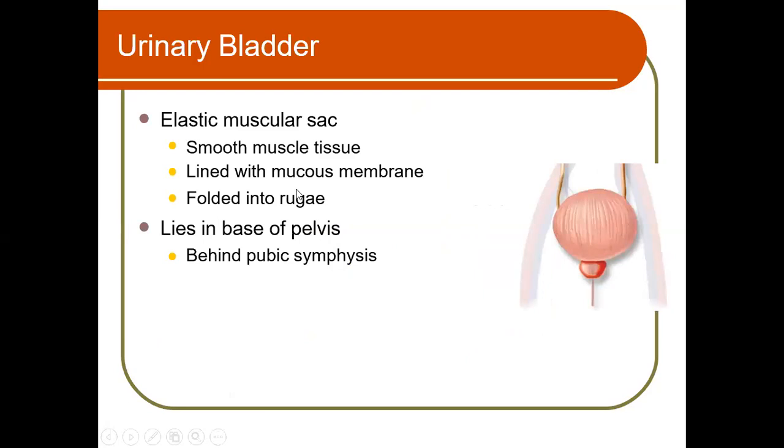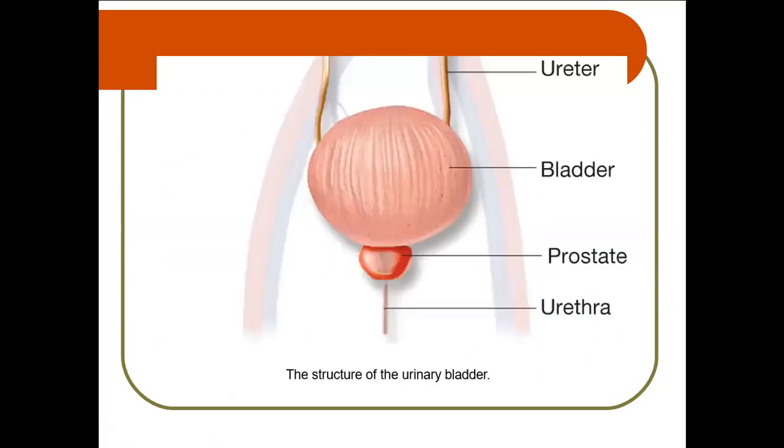And the urinary bladder is an elastic muscular sac made of smooth muscle tissue. It is lined with mucous membrane and folded into rugae, and it lies in the base of the pelvis behind the pubic symphysis. We can see here a clearer view of the urinary bladder. These are the ureters, bladder, prostate in case of male, and urethra.